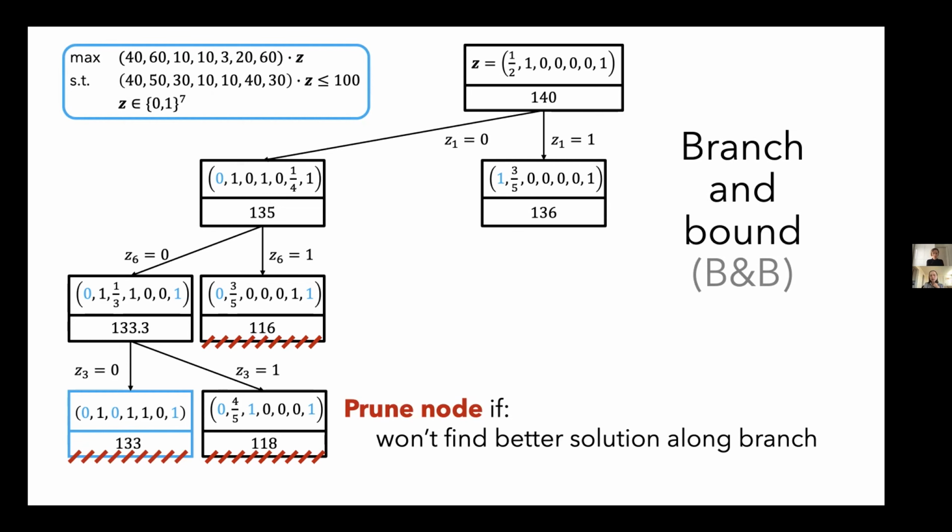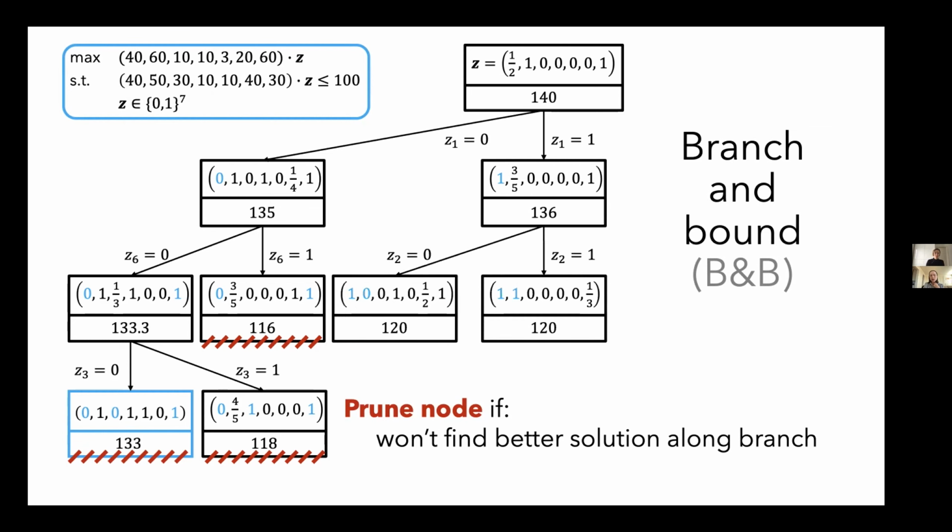Okay, so we keep doing this, choose a node, branch on a variable. And at this point, we can actually stop. We can prune these last two nodes because, again, their LP objective values, 120 and 120, are smaller than 133. So now we can terminate, branch and bound is done, and we can guarantee that we found the optimal integral solution.